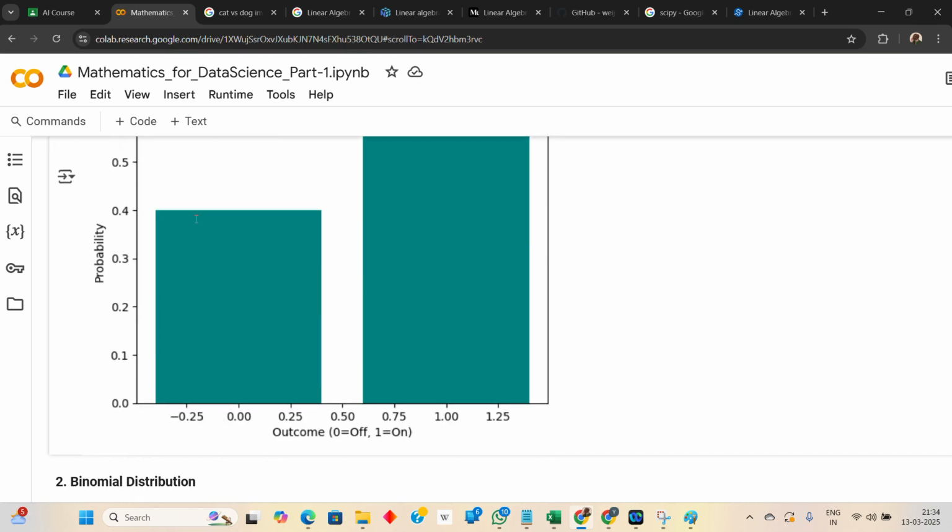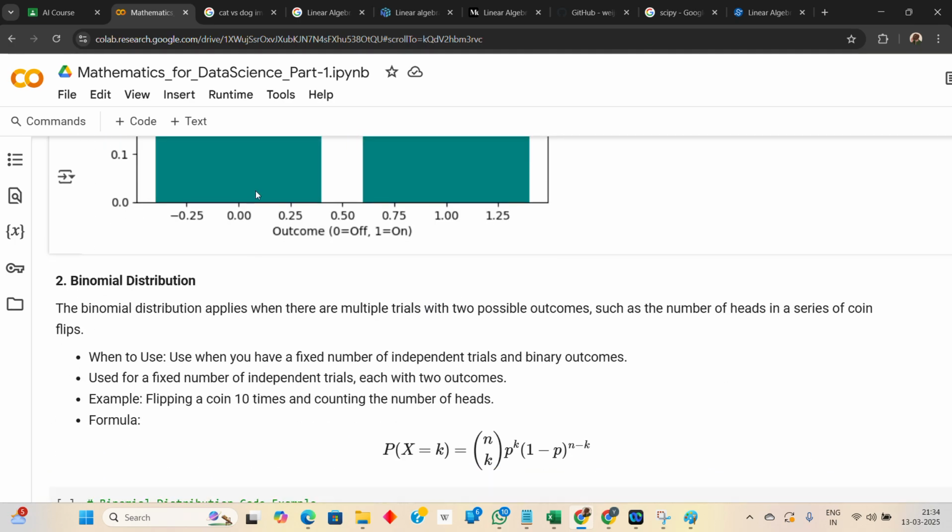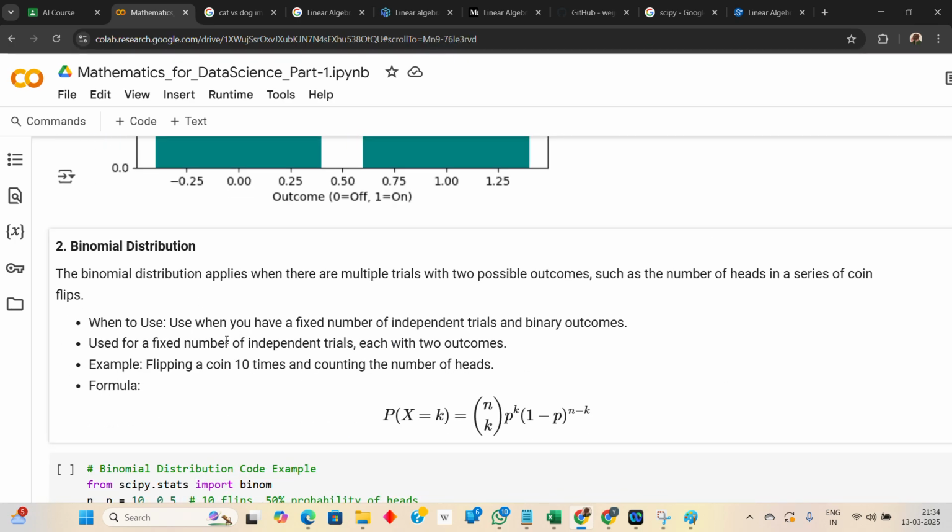Bernoulli means only two outcomes will be there. Binomial also will be having two outcomes only, but we are going to repeat the same thing multiple times. For example, tossing a coin. Just now I told you, right? Tossing a coin 10 times. Here a number is there. 10 times I'm tossing a coin.